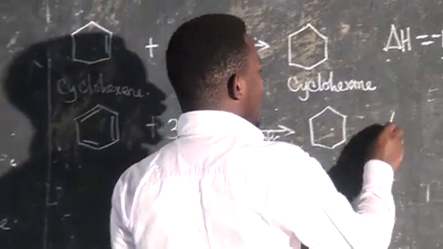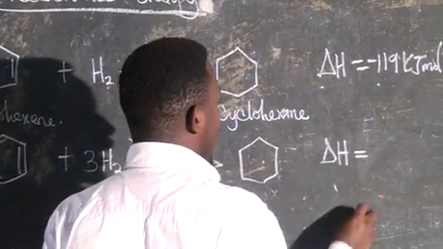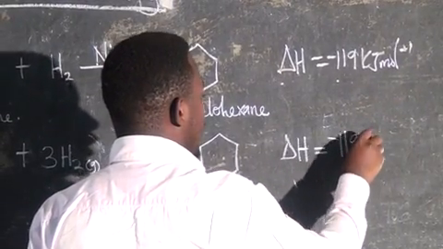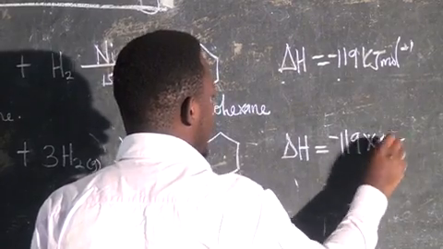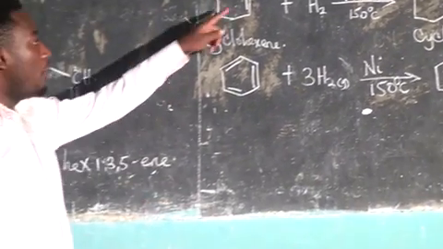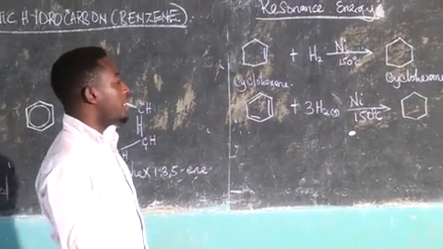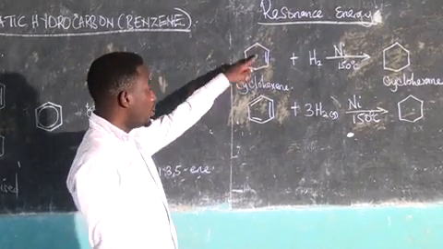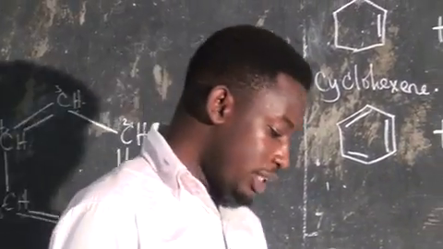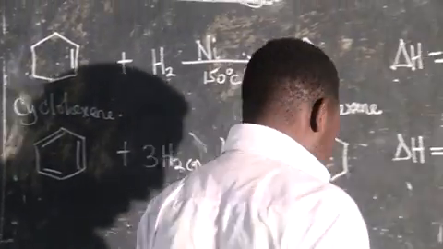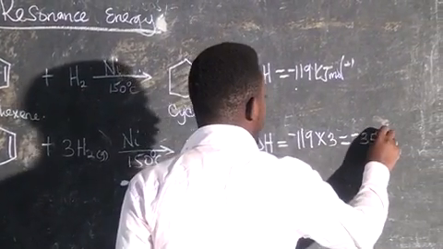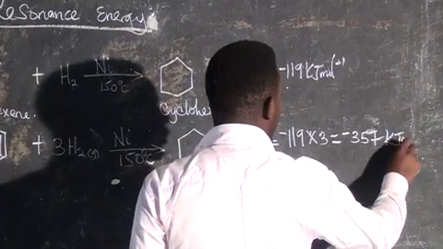Therefore, it means the change in energy there is going to be this times 3. Do you see that? The reason why we are saying it's times 3 is because here we were adding hydrogen across one double bond, but now here we are doing it 3 times. And therefore, even the energy that accompanies it is supposed to be that. And the value is minus 357 kilojoules per mole.